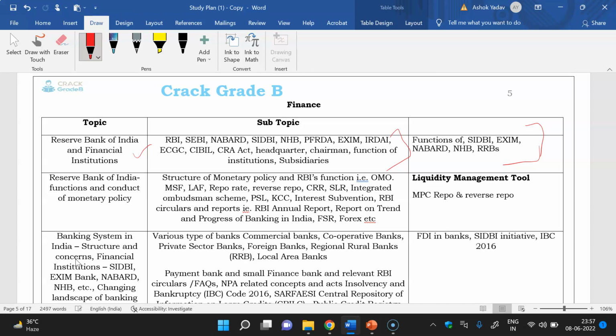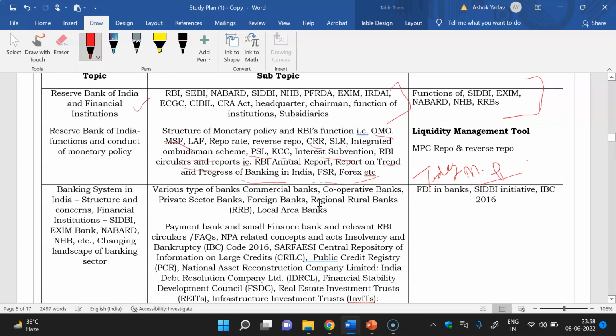And these things you must know, like OMO, MSF, LAF, and the recent monetary policy meeting which was held today. So this is very important. Today's monetary policy highlights, and CRR, SLR, Integrated Ombudsman Scheme, PSL, KCC, Interest Subvention, RBI Circular Reports, RBI Annual Report on Trend and Progress of Banking in India, Financial Stability Report, Forex Reserve related data. These are the important ones from this. Specifically, you have to cover these topics.